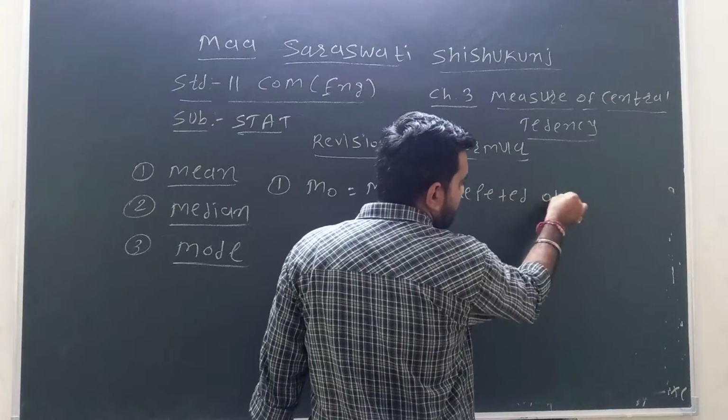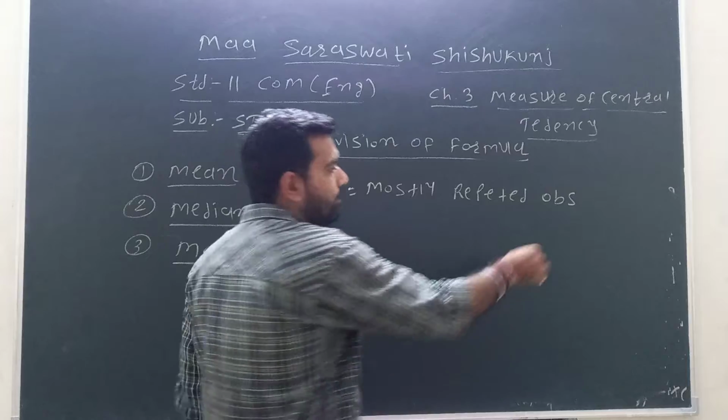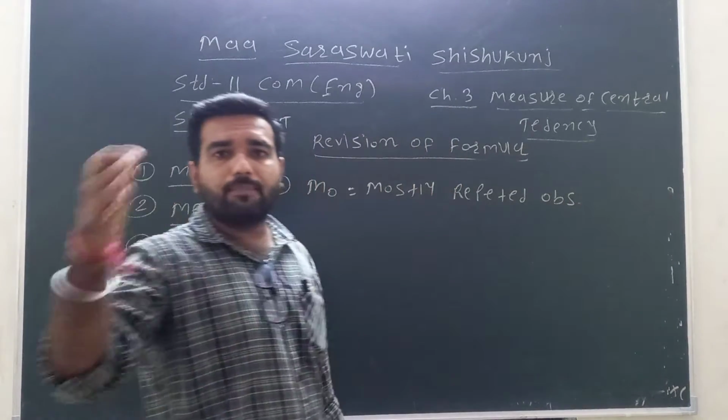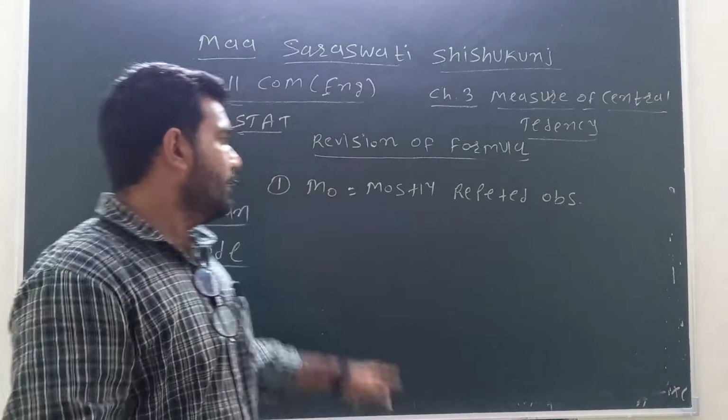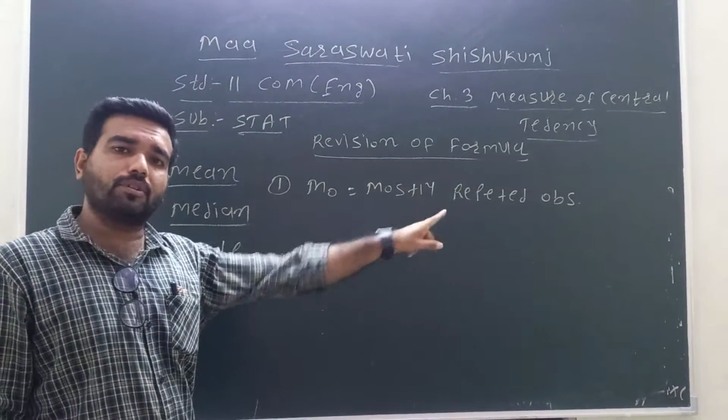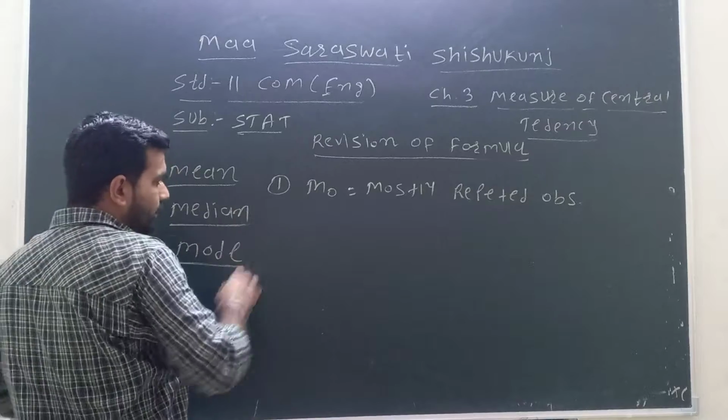Suppose there is an example: 2, 3, 4, 2, 2, 2. So 2 is repeated many times, so 2 is our mode. So MO is equal to the mostly repeated observation.